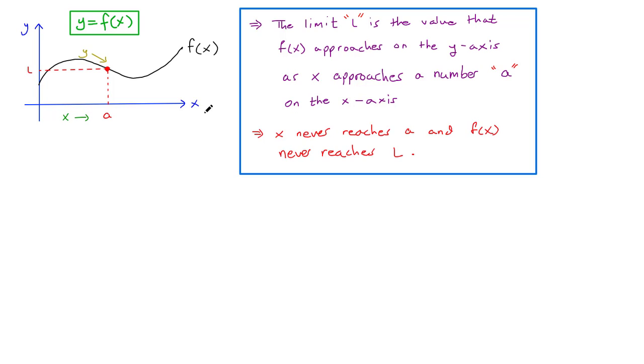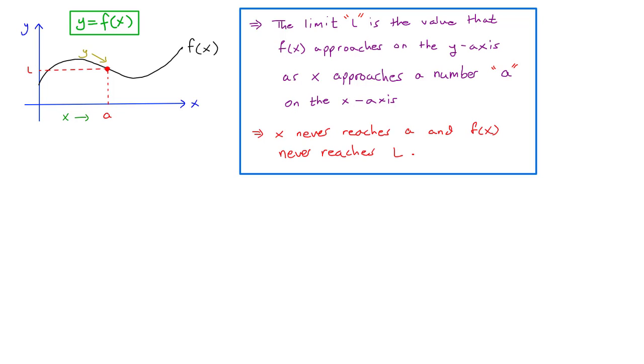And you can see that on this diagram, right? For each value of x, you have a corresponding value of y, f of x. And as x approaches a, you see that y also approaches this red dot over here, right? So, for example, if x was equal to a, then your y value would be equal to this value here, which is L.